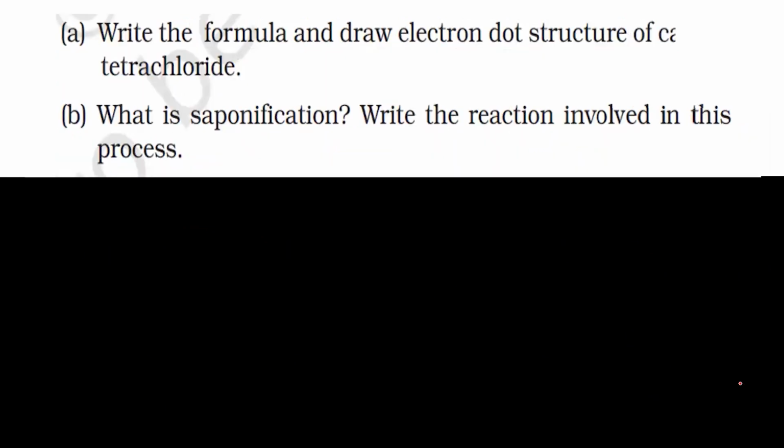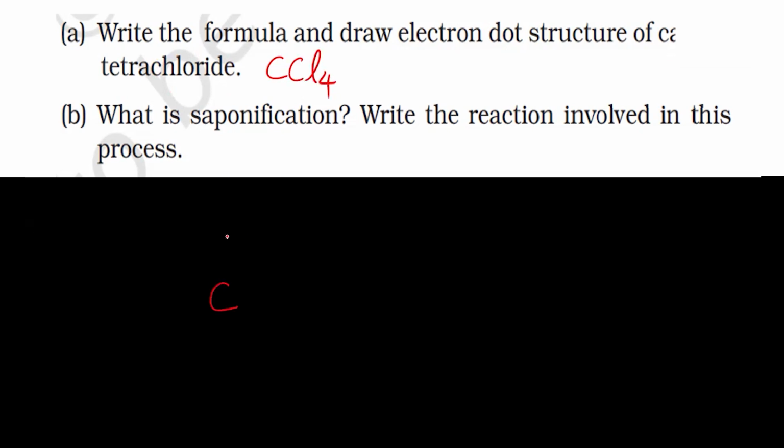And to draw the electron dot structure and formula of carbon tetrachloride. Electron dot diagram drawing will be coming for the exam. And what is saponification reaction? Okay, next, write the formula and draw the electron dot structure of carbon tetrachloride. Carbon tetrachloride means 4 chlorine atoms. CCl4 is the formula. How will you draw the structure?